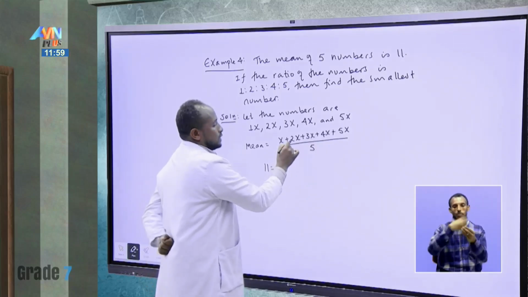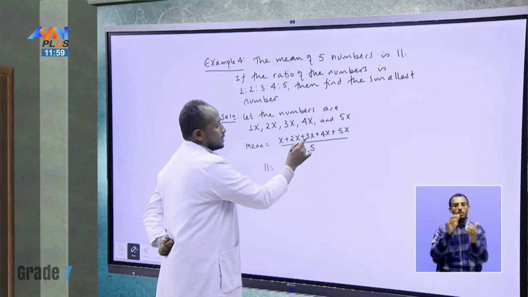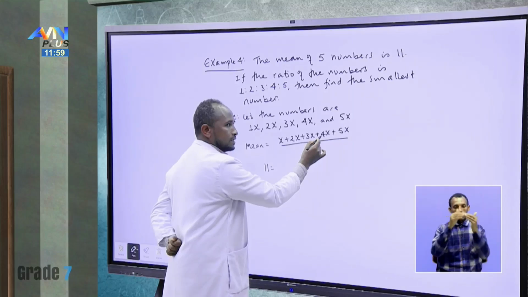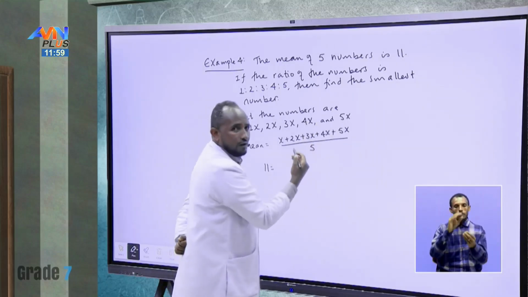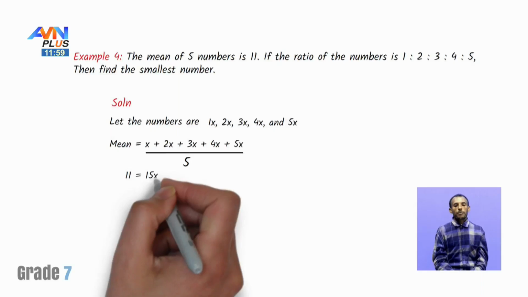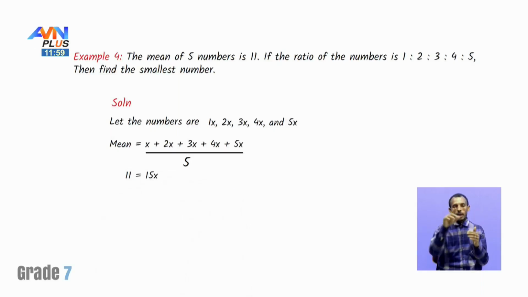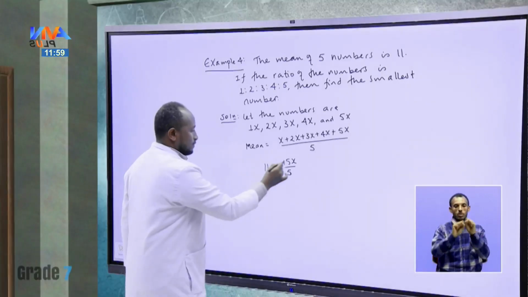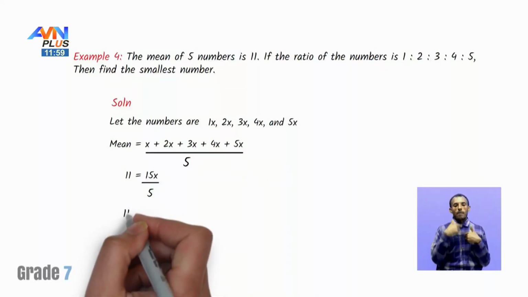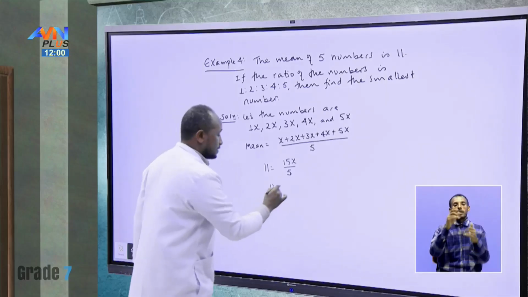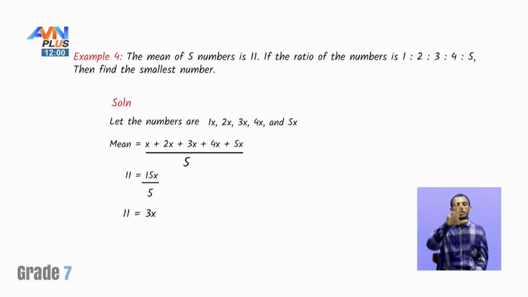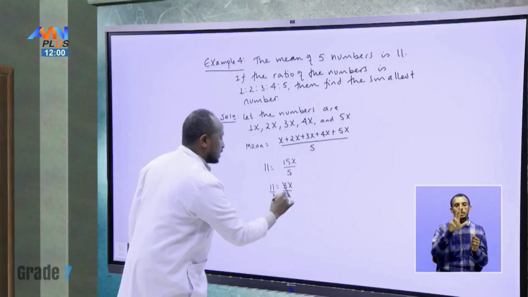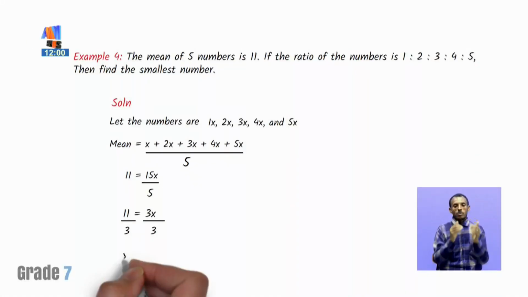1 plus 2 is 3. 3 plus 3 is 6. 6 plus 4 is 10. 10 plus 5 is 15. Therefore, this will be 15x over 5. Okay, so let's simplify this one. You have 11 equal to 15x divided by 5. It is 3x. To find x, you divide both sides by 3. This cancels out. So x will be equal to 11 over 3.